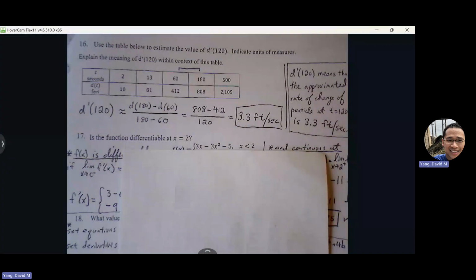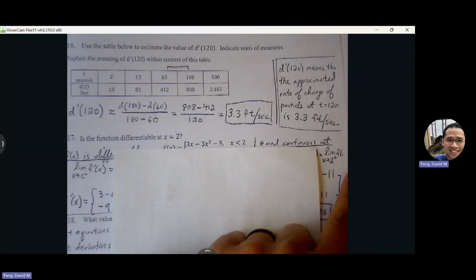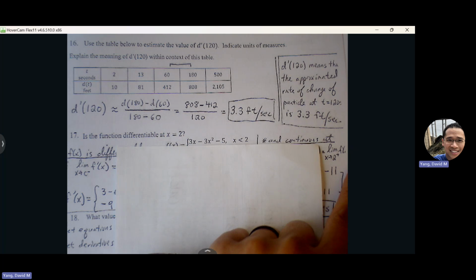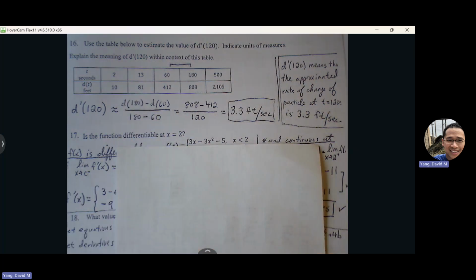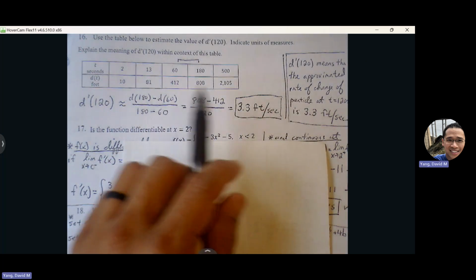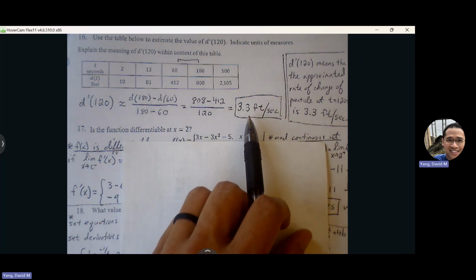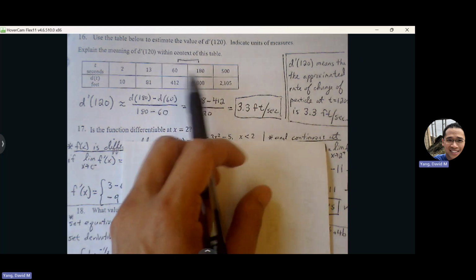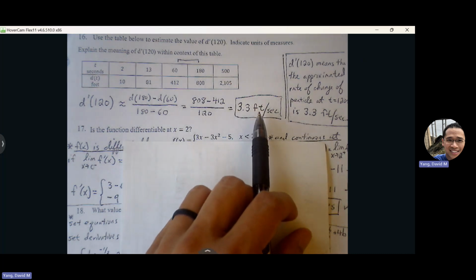And if we're talking about the rate of change of this particle motion, we get a positive rate. So we can say the approximated rate of change of the particle at t equals 120 is 3.3 feet per second. So this is an object that's moving, and we're tracking its velocity. Then its velocity at 120 is best approximated by this slope, which is 3.3.